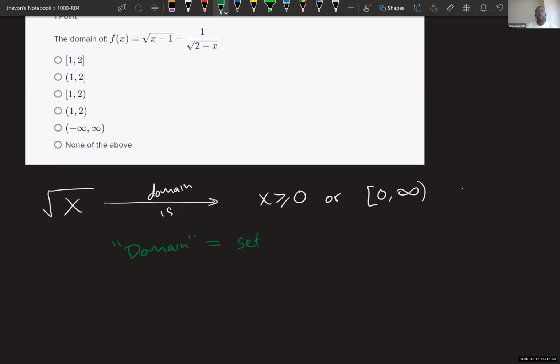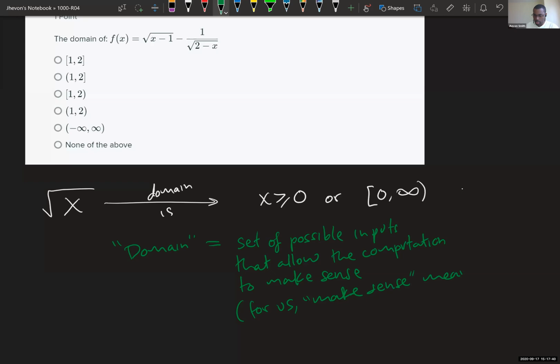Right. I wouldn't use range because the word range is actually used for a different thing. So the set of possible inputs that allow the computation to make sense. For us, make sense means it is a real number.